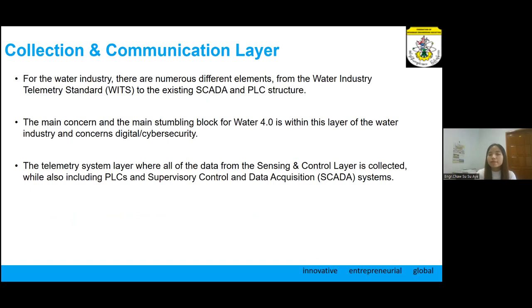So the telemetry system layer, where all of the data from the sensors and control layer is collected, also includes PLCs and the supervisory control and data acquisition (SCADA) system.